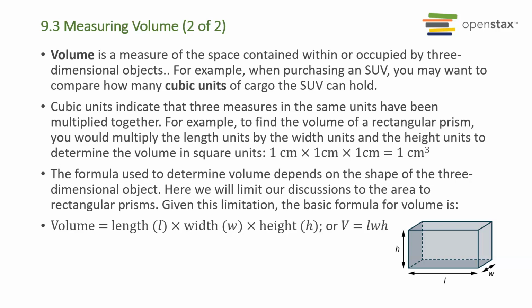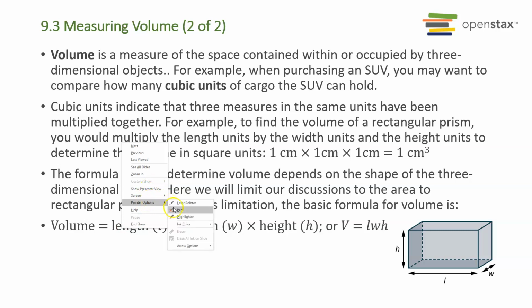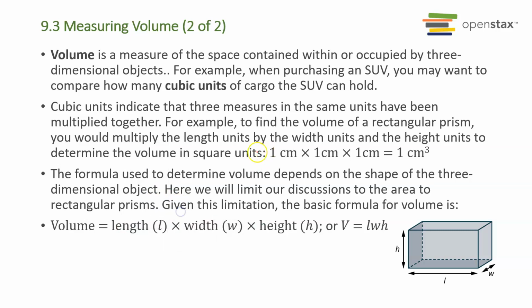For example, to find the volume of a rectangular prism, you would multiply the length units by the width units and the height units to determine the volume in square units. Or this should actually say cube units. That is a typo. We would say cubic or cube units. So 1 centimeter times 1 centimeter times 1 centimeter is 1 centimeter cubed.